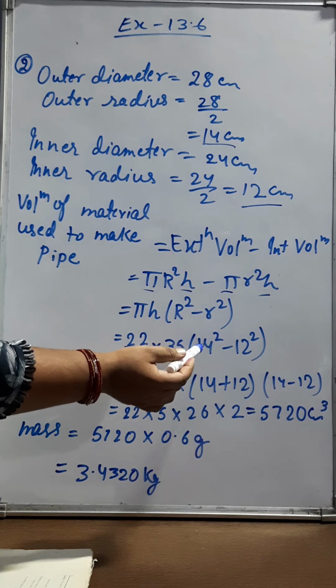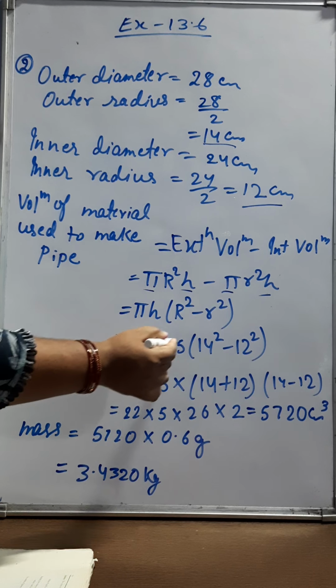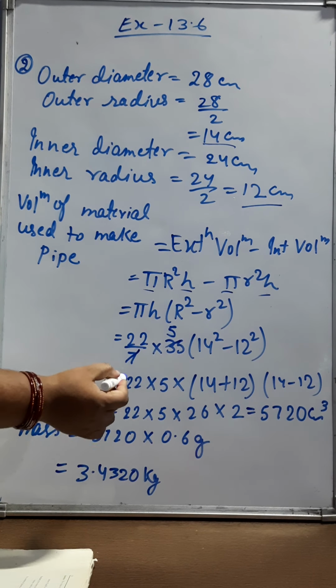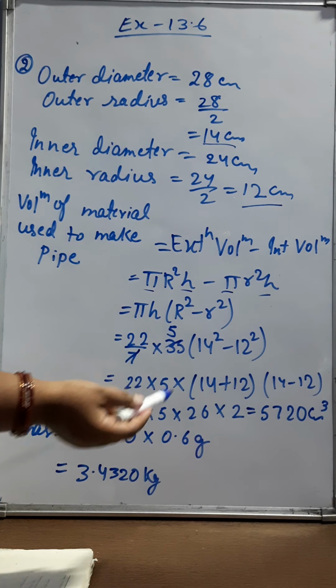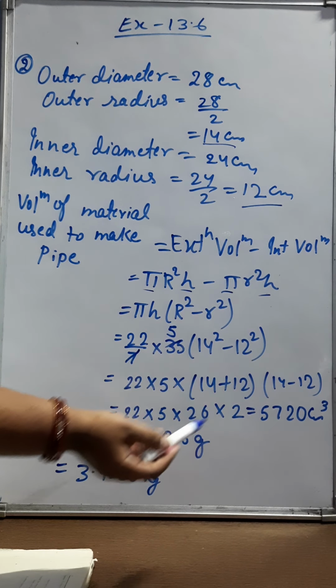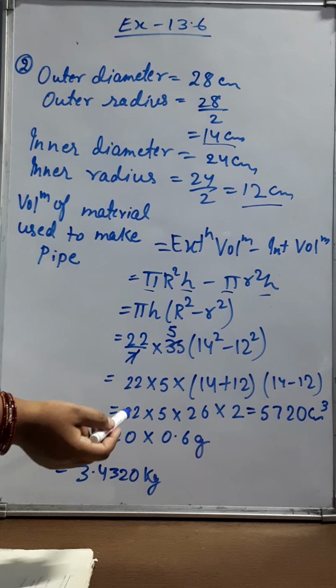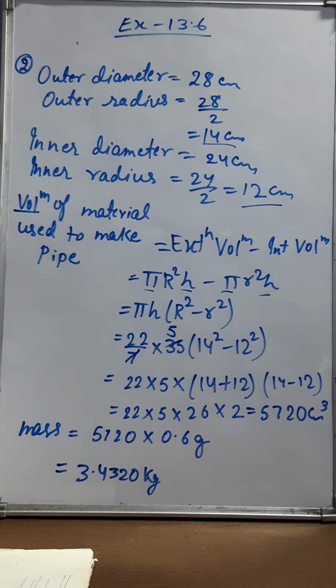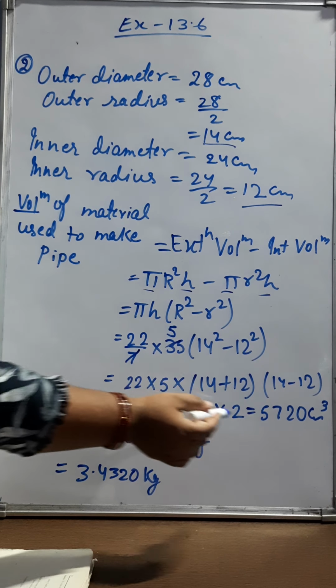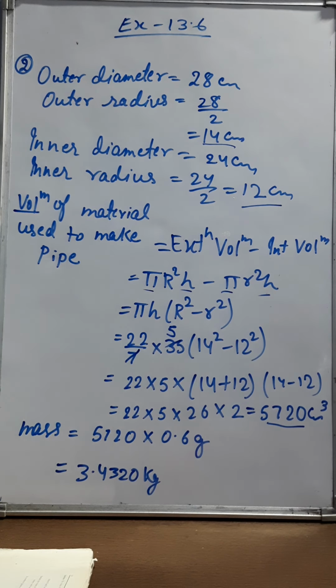Here we can use the formula of a square minus b square. The 7 and 35 will get cancelled. We have 22 into 5, and 14 plus 12, 14 minus 12. 14 plus 12 is 26 and 14 minus 12 is 2 centimeter. So 22 into 5 into 26 into 2 will give you the volume of material used in the pipe, which is 5720 centimeter cube. It's given in the question that 1 centimeter cube of wood has a mass of 0.6 grams.